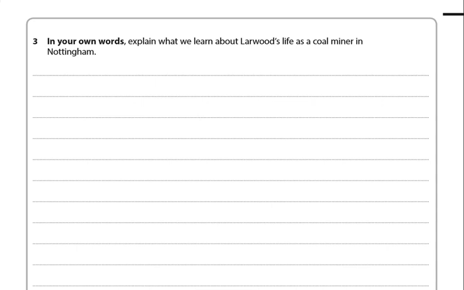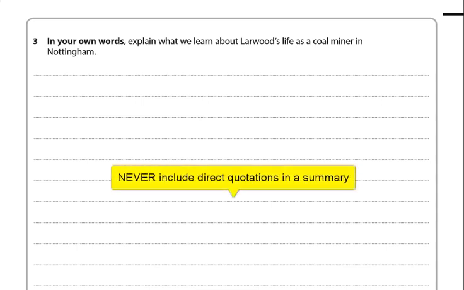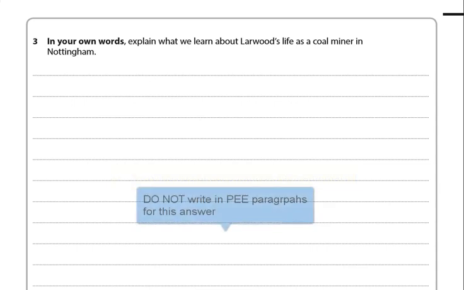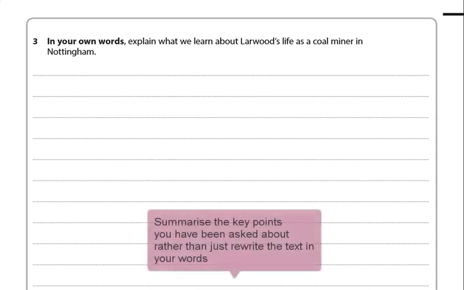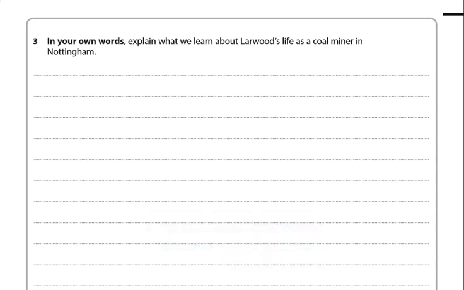So you're skimming the text for those details. What you mustn't do for question 3 is to include any direct quotations. Again, you are not writing in PEE paragraphs, you are writing a summary in your own words. And a summary does not mean simply retelling the story. You have to select the key points and then put them into your own words and explain what it is we're learning about his life as a coal miner.